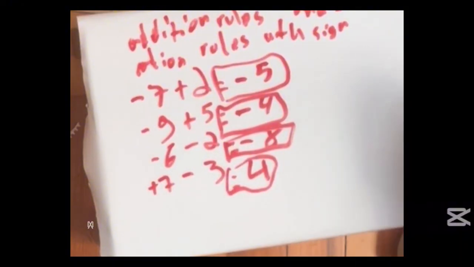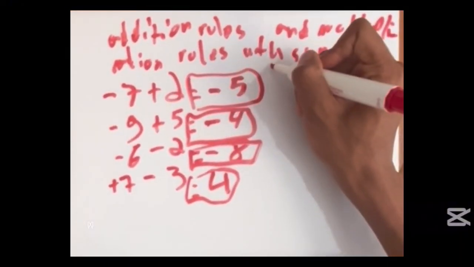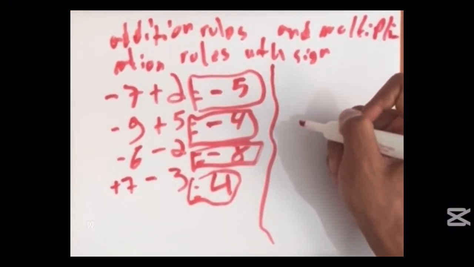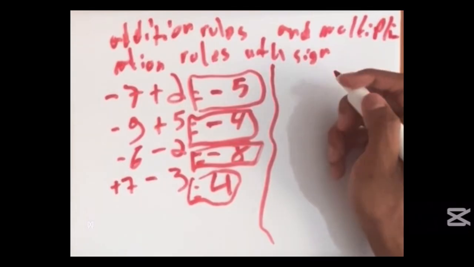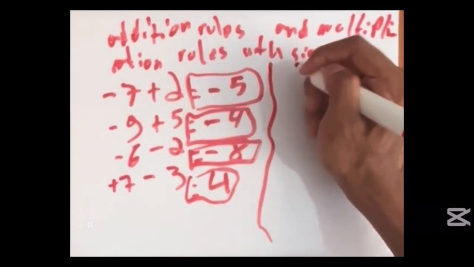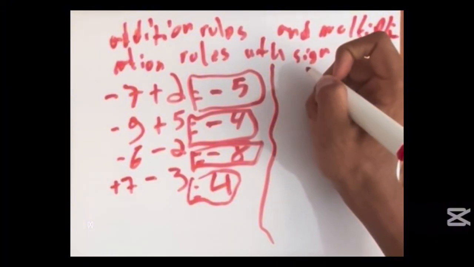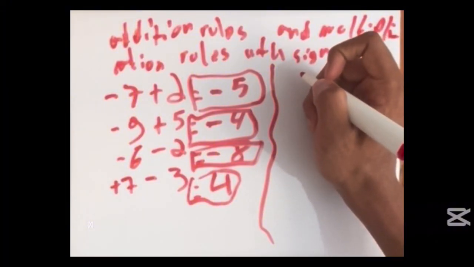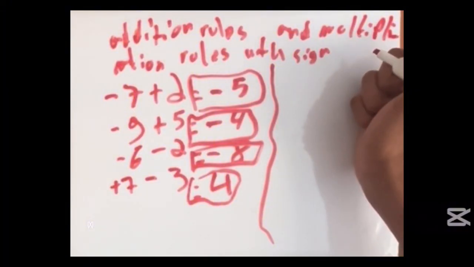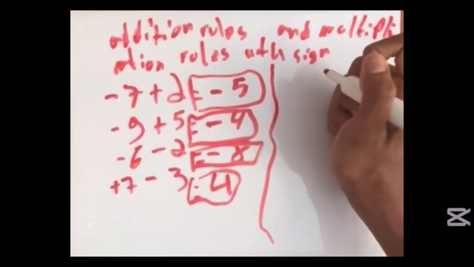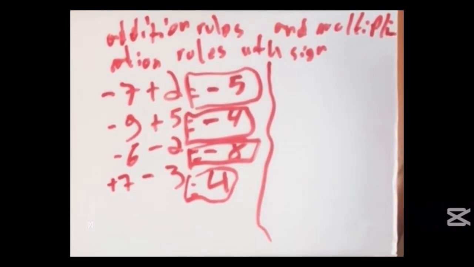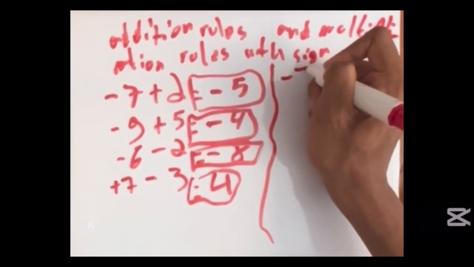Perfect. Now let's go on to the addition multiplication rules. So for multiplication, we said when you're multiplying two of the same signs, it's always going to equal positive, and when you're multiplying two of the different signs, it's always going to equal a negative. So let's do some practice problems together.